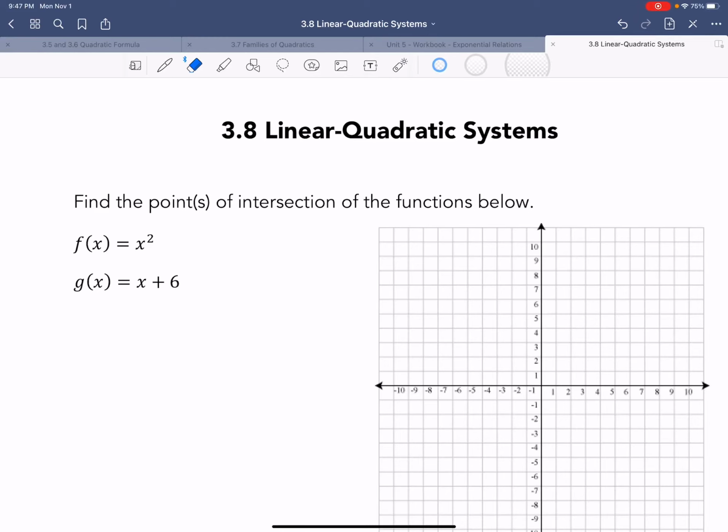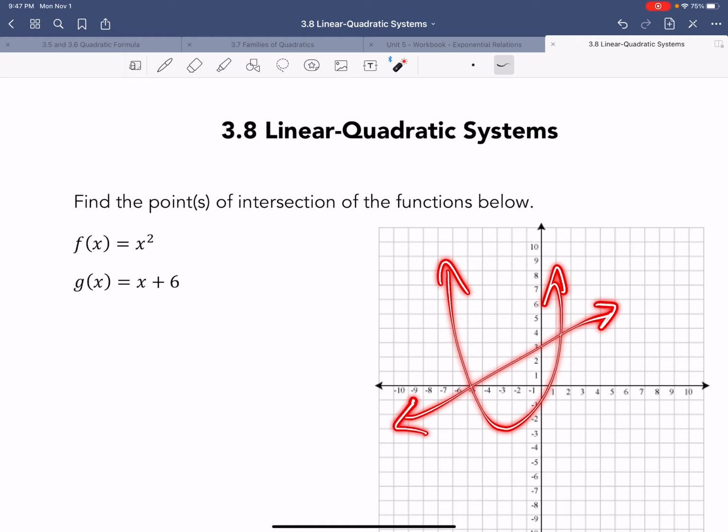Okay, so we got 3.8 linear quadratic systems. When you were in grade 9 or grade 10, you learned linear systems. That's when two lines intersected. So now we're talking about when a parabola and a line intersect. And where does that happen? So the points of intersection.